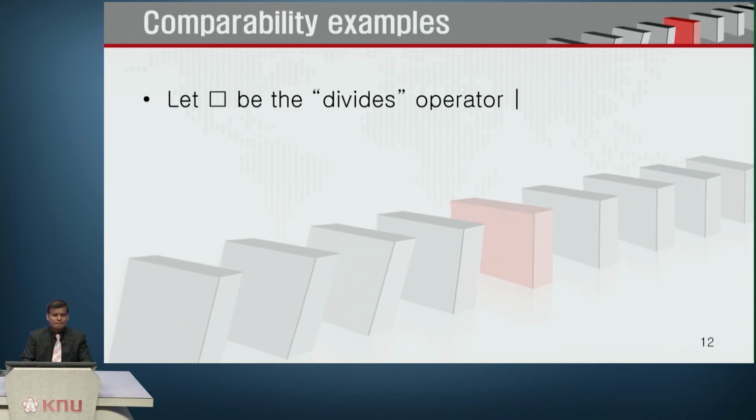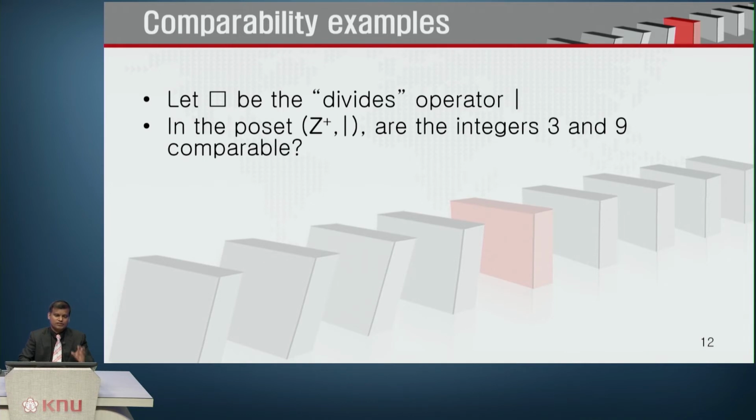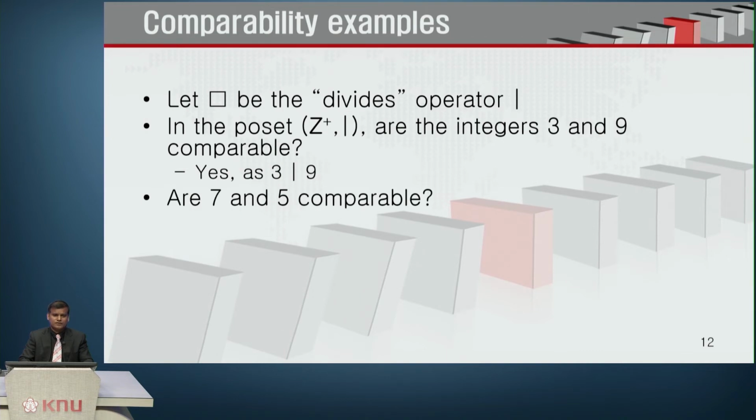Comparability examples, let's see. Let square be the divides operator. In the poset of Z plus, that is the positive integers, with divides, are the integers 3 and 9 comparable? Yes, 3 divides 9, so we can say yes. Are 7 and 5 comparable? You cannot divide 7 by 5, or 5 by 7, so you could say no, they are not comparable.